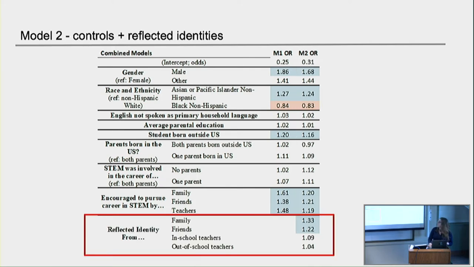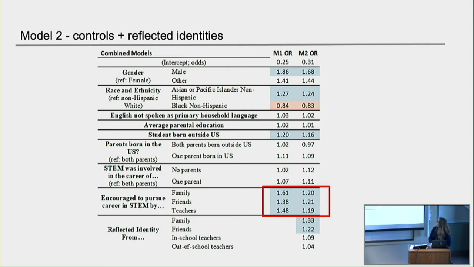Now in Model 2, when we add in our reflected identities, we see a big improvement in our baseline odds, which have gone from 4-to-1 to 3-to-1 odds of a student not pursuing a career in STEM. Men are now 68% more likely to pursue a career in STEM. Asian or Pacific Islander non-Hispanic students are 24% more likely. Black non-Hispanic students are 83% less likely. Students born outside the U.S. are 16% more likely. And encouragement has been roughly cut in half, but it's still significant.